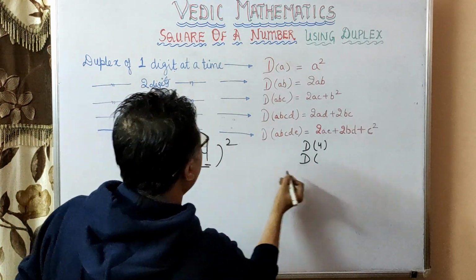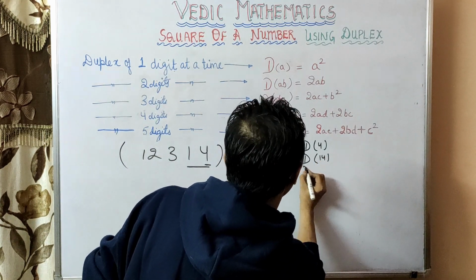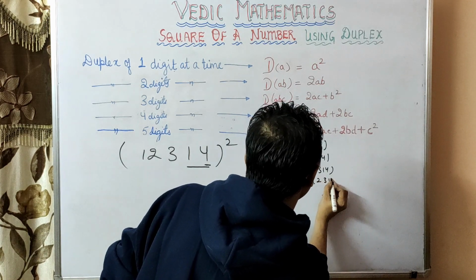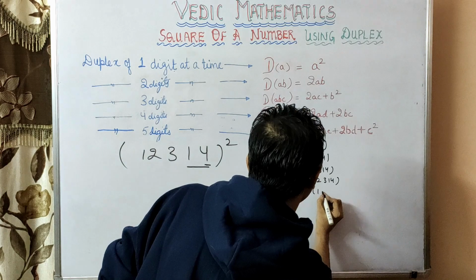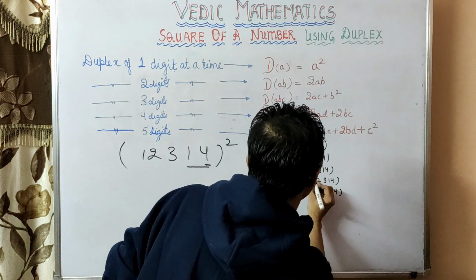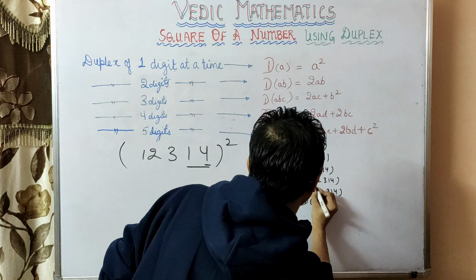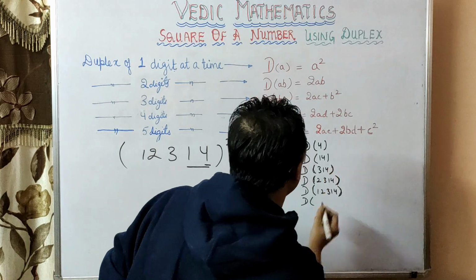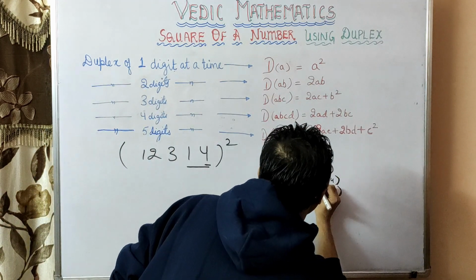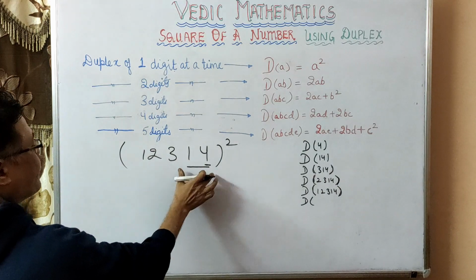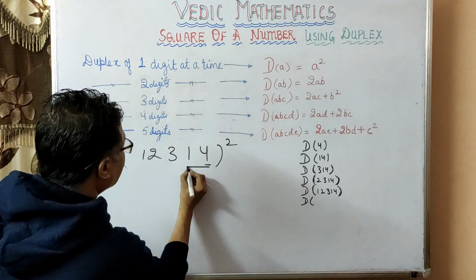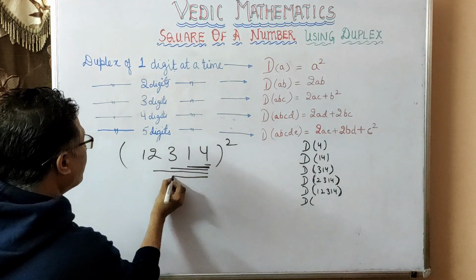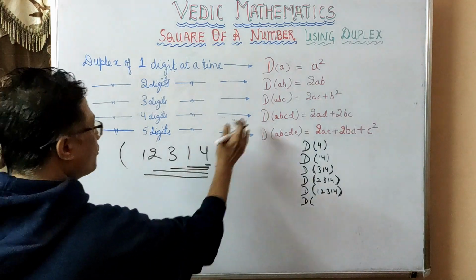Now we'll use duplex of 4, then 14, then 314, 3 at a time, then 2 3 1 4, then 1 2 3 1 4. So then we have covered now all the digits. Now what will we do? Now we will start dropping them. We have covered all. First we start from here, then 2, then 3, then 4, then all 5. Once this is done, drop this.